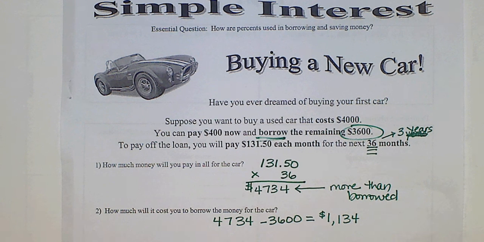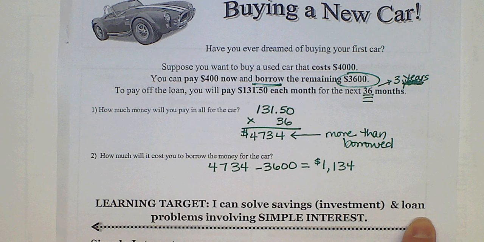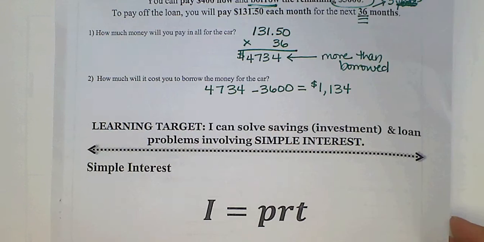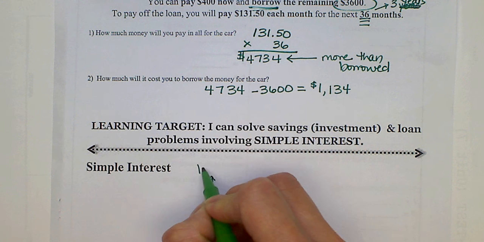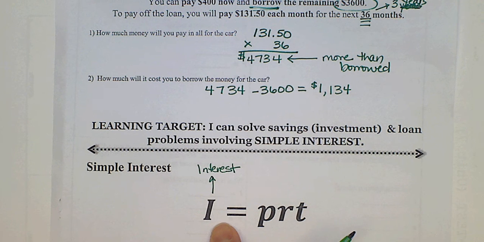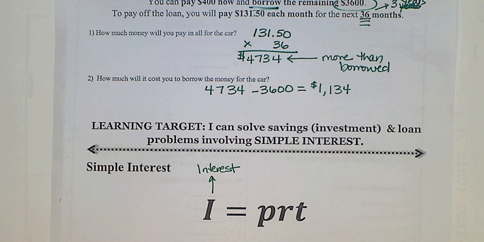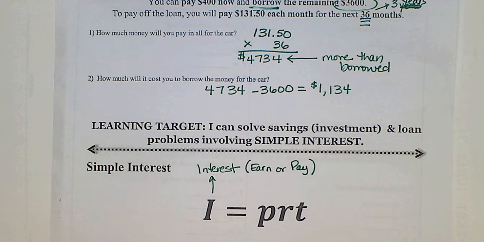So we are going to talk about solving savings or investment and loan problems. So this is a loan example using simple interest. So here's a little formula that we're going to be using this unit to calculate this. So I is your interest. Okay, now interest can either be what you're paying, like we're paying interest here because it's a loan, or if you put money in the bank and save it over a period of time, you can earn interest. So you can earn or pay interest depending on the situation.